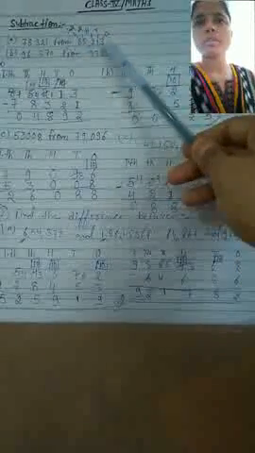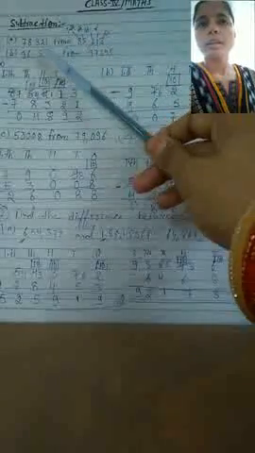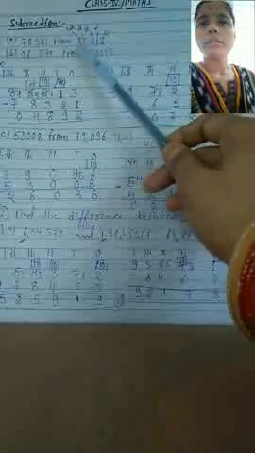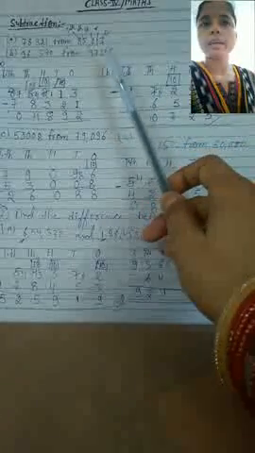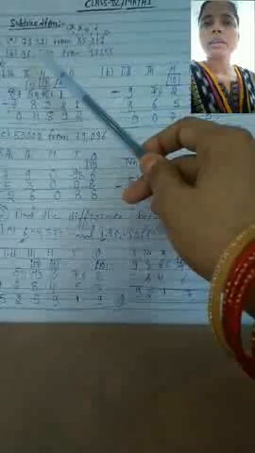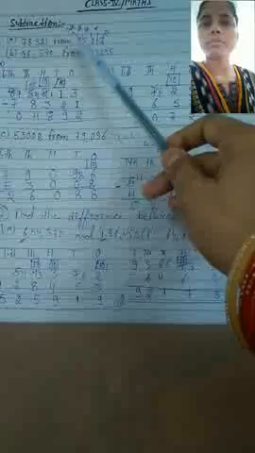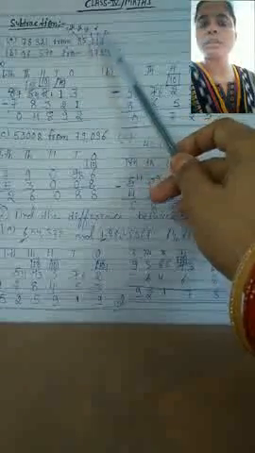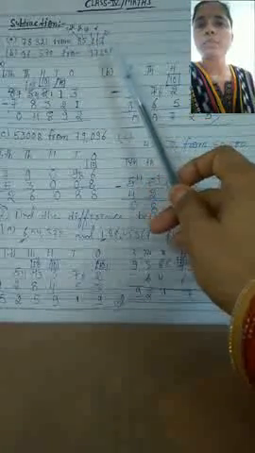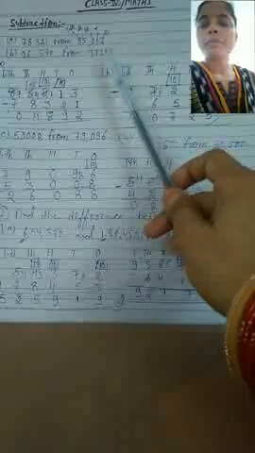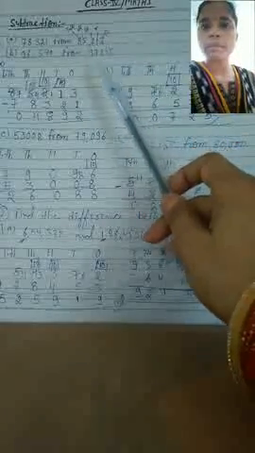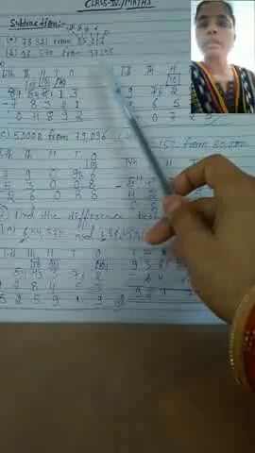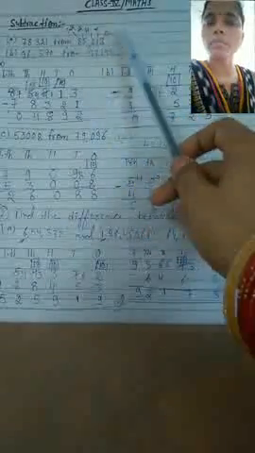Our first question is: subtract 78,321 from 85,213. One thing you have to keep in mind is that the number given after "from" is the number you have to write first. Is it clear? It means you have to write that number first.